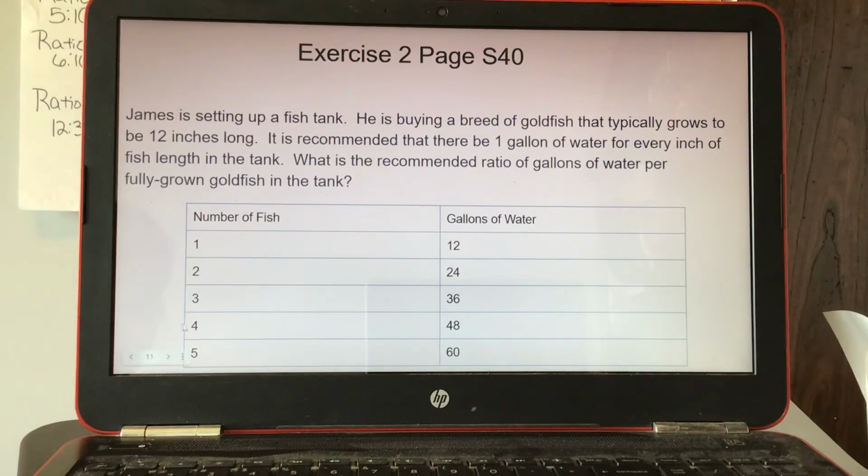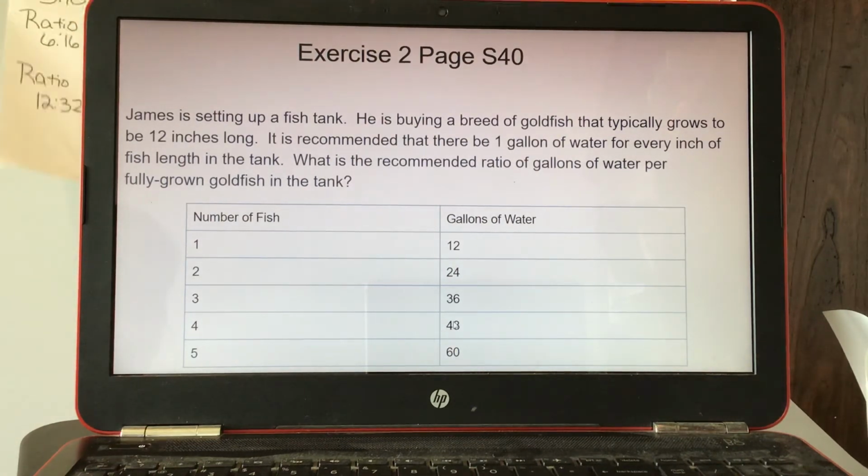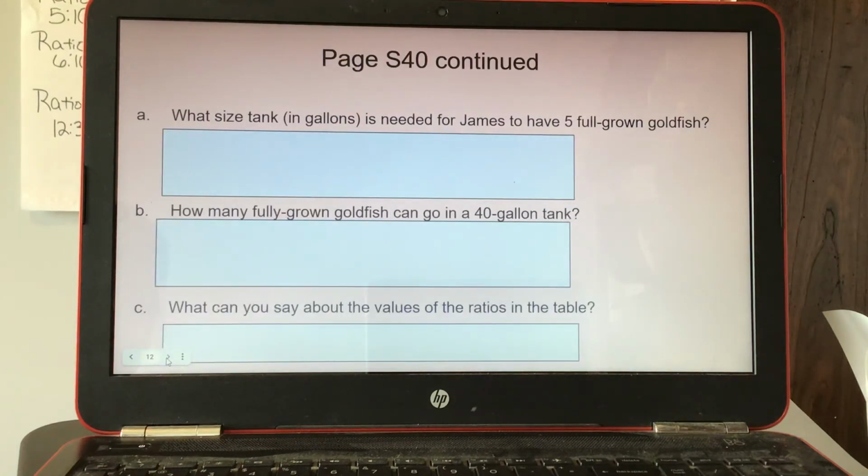I would need 4 fish for a 40-gallon tank. I would need the 48, because the 36 gallons of water is not enough, okay? Because we need at least 40. I know 48's above 40, but we would need at least 4 fish for 40 gallons of water. Okay? Now let's go back.